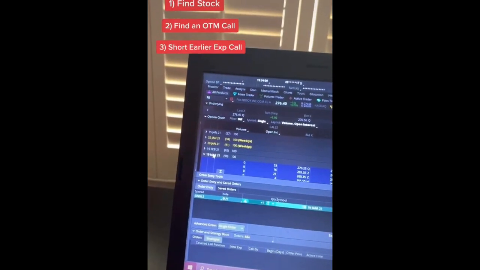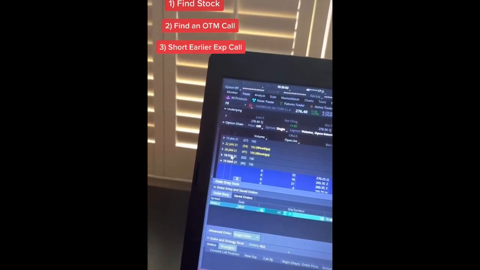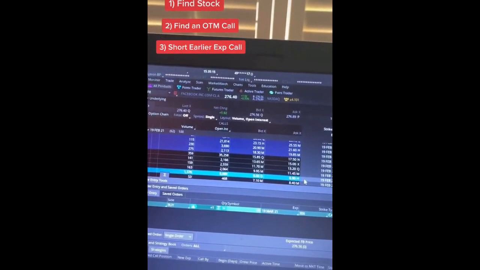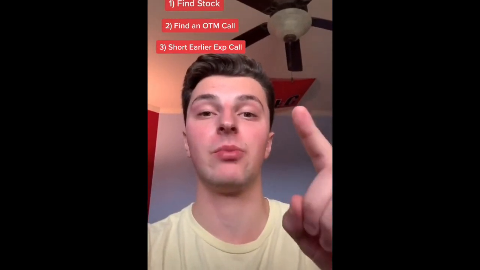Once you have that buy order ready, go back to the option chain and pick an expiration that expires before the first one. Once you do that, find the exact same option that you're buying, and this time you want to short it. Now stick with me here. This creates something called a calendar spread. Let's take a look at it.